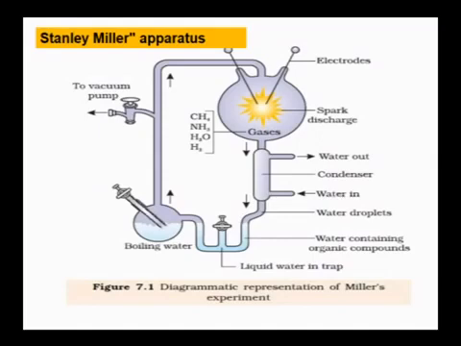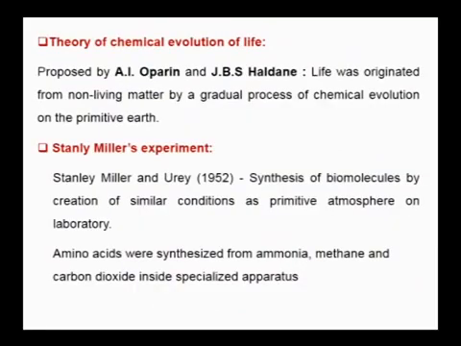This is the experimental setup of Stanley Miller, in which they took prebiotic Earth gases in a spark discharge chamber, that is ammonia, methane, hydrogen and water vapor. They obtained amino acids from ammonia, methane and carbon dioxide inside the specialized apparatus.